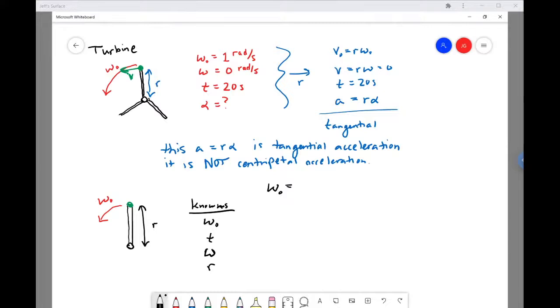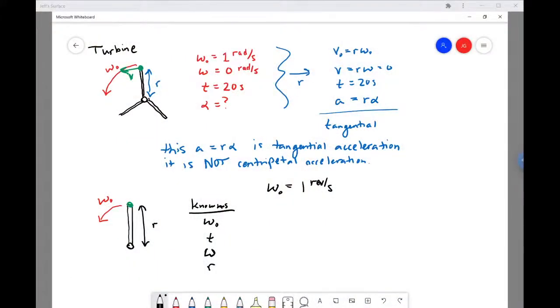What you're given is something like omega naught is 1 revolution per second. So the units that you want are not revolutions per second for omegas, they're radians per second. So how do you convert from revolutions per second to radians per second? In this case, it's easy because you know how many radians in 1 revolution. That's the key. Anybody know?